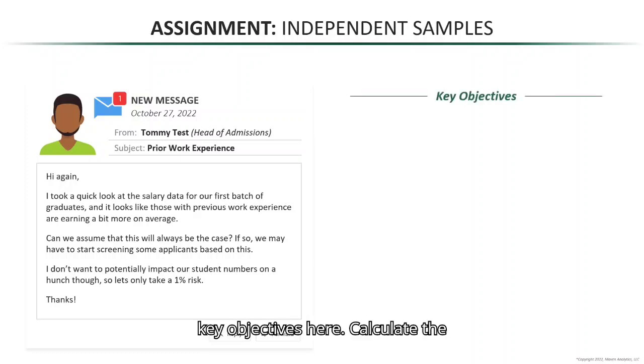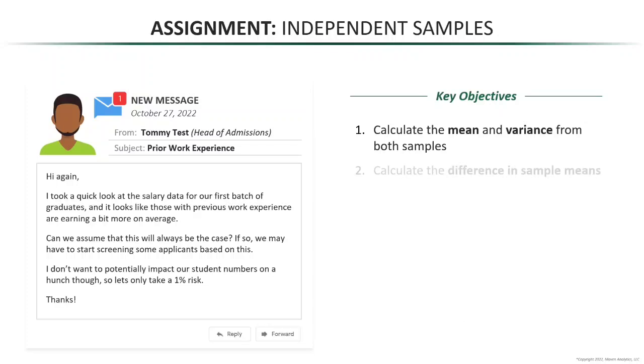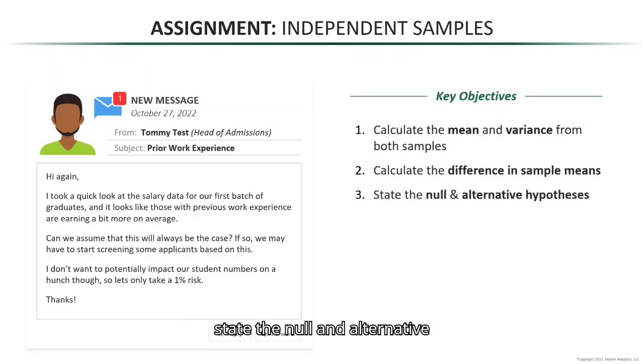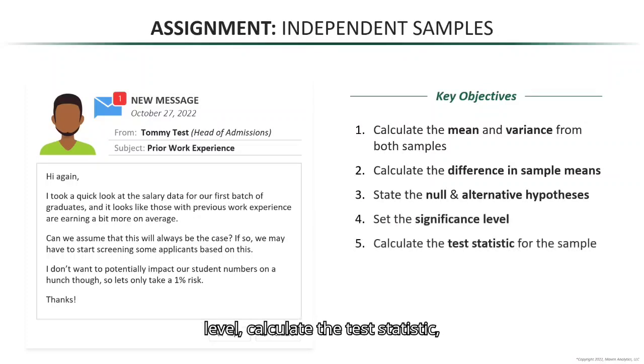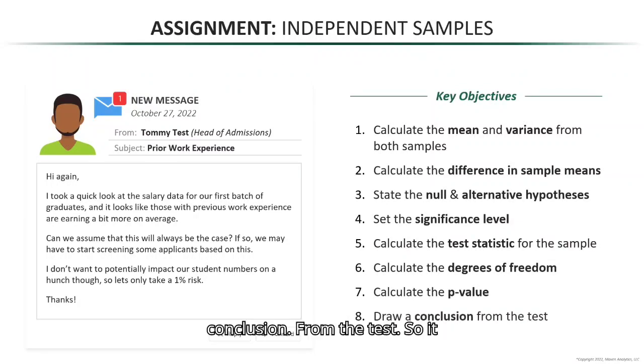Alright, so key objectives here. Calculate the mean and variance from both samples. Calculate the difference in sample means. State the null and alternative hypotheses. Set the significance level. Calculate the test statistic. Calculate the degrees of freedom. Calculate the p-value. And then draw a conclusion from the test. So it seems like a lot of steps, but really we're just running a hypothesis test, same as always, with those minor calculation differences that come with independent samples.